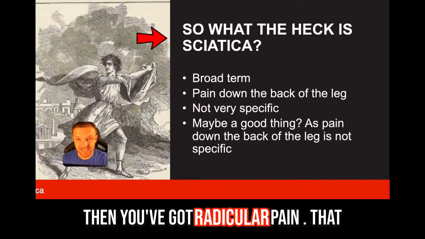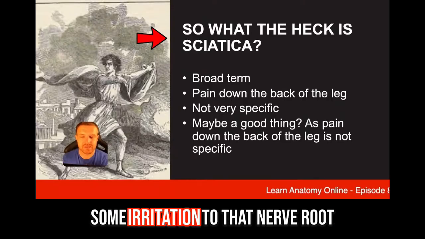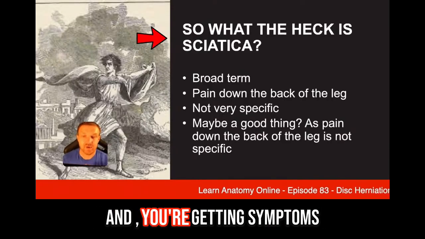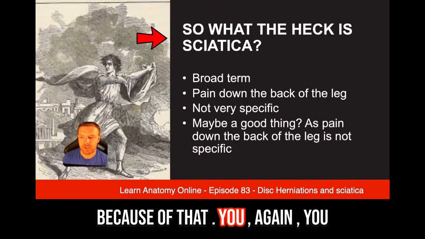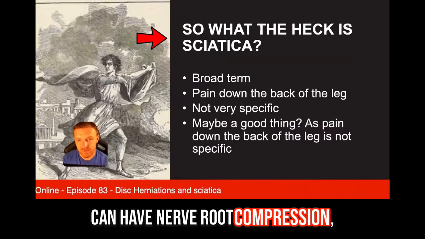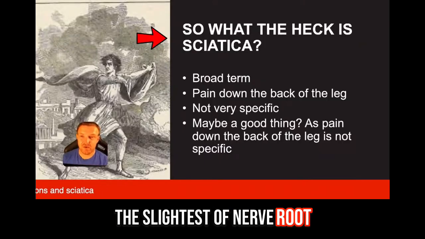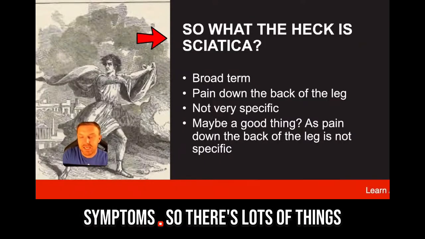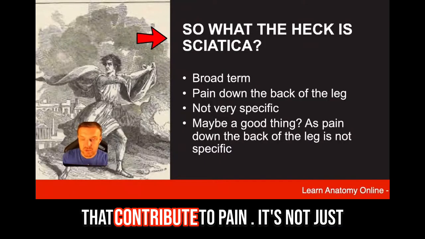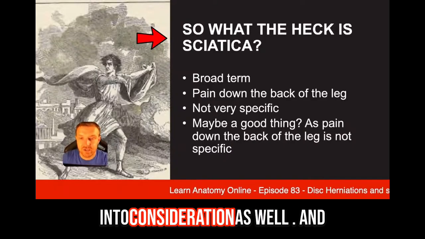And then you've got radicular pain. That is pain from a nerve root. There is some irritation to that nerve root and you're getting symptoms because of that. You may or may not get symptoms. So you can have nerve root compression and no symptoms at all. You can have the slightest nerve root irritation and there can be lots of symptoms. So there's lots of things that contribute to pain. It's not just the anatomy. We need to take that into consideration as well.